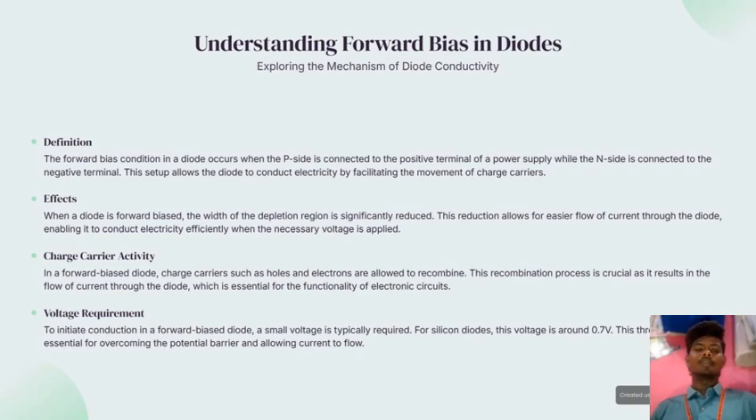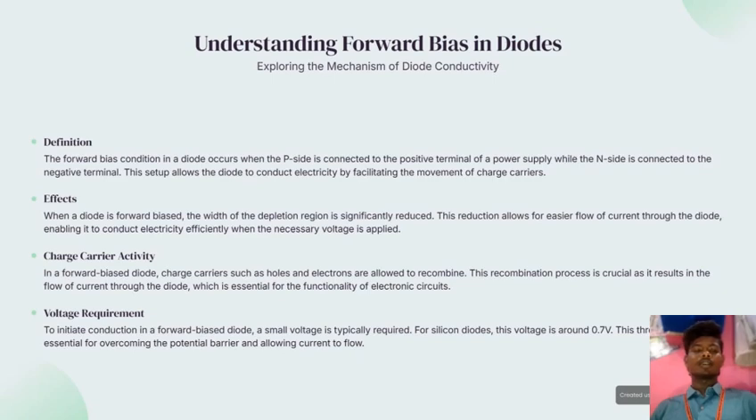Charge carrier activity. In a forward biased diode, charge carriers such as holes and electrons are allowed to recombine. This recombination process is crucial. It results in the flow of current through the diode, which is essential for the functionality of electronic circuits.